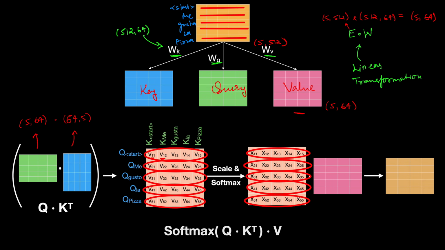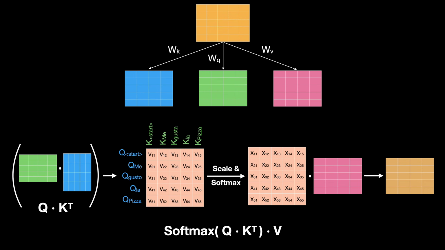The overall equation looks something like this, with the scalar division of root of dk over here. Now these are the contextual embeddings obtained for the Spanish words. So the first embedding will be the new embedding of "start", the second will be the new embedding of the word "me", and so on. So this is the entire self-attention operation. Now we want to see what is masked attention.